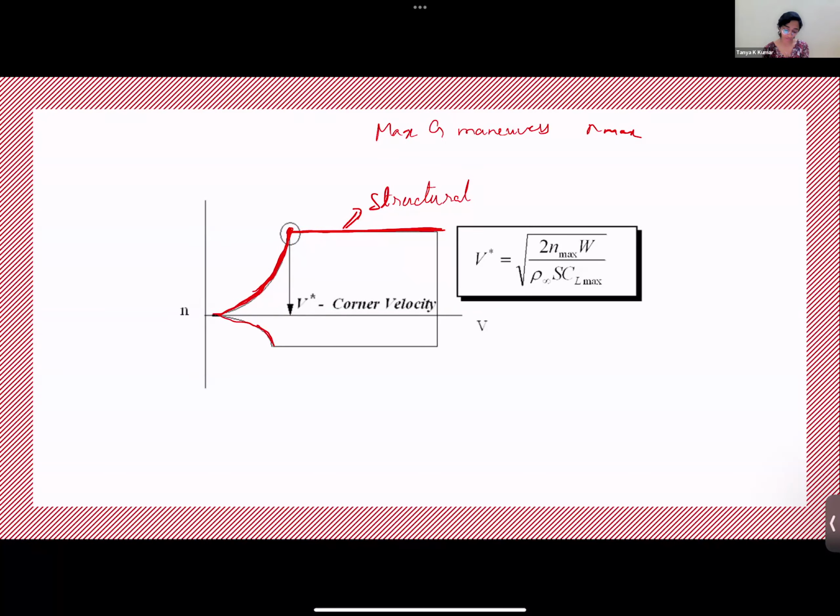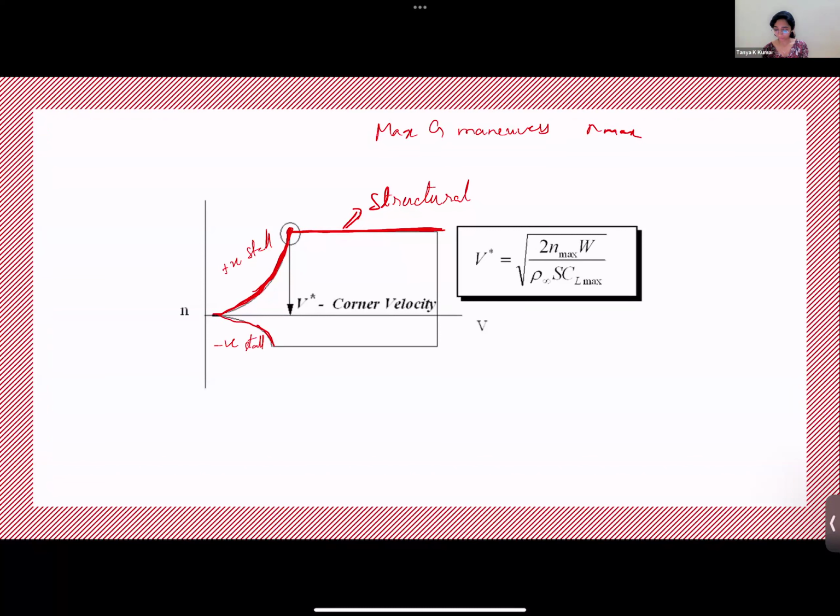V stall, exactly. So this is positive stall and this is negative stall. These are the limits, the curved lines. The upper curve is the positive stall limit. The lower curve is the negative stall limit and the line is the structural limit.